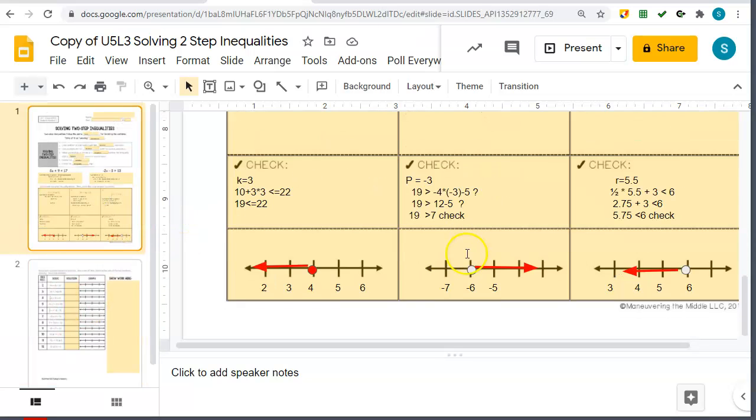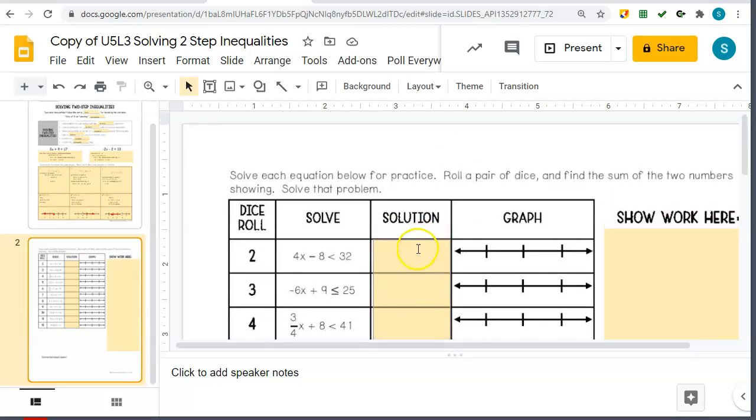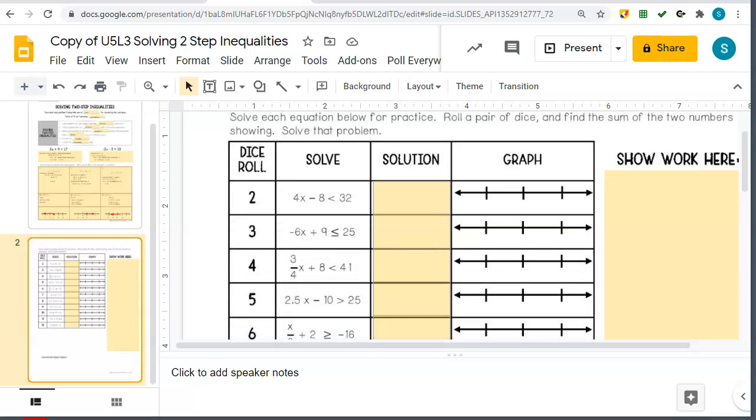Go ahead and take a moment to finish that one up. Pause the video if you need to. We're going to go ahead and go on to the next page. For each one of these, you want to solve and then come up with the graph. I am going to pause here and let you fill them out. Then I will put in the answers so you can check.